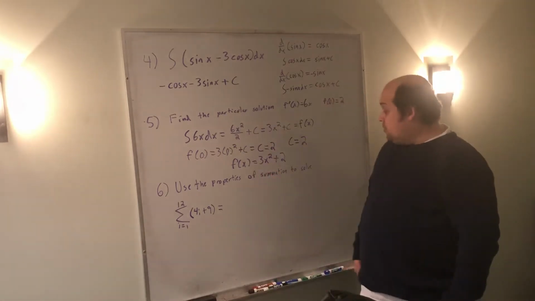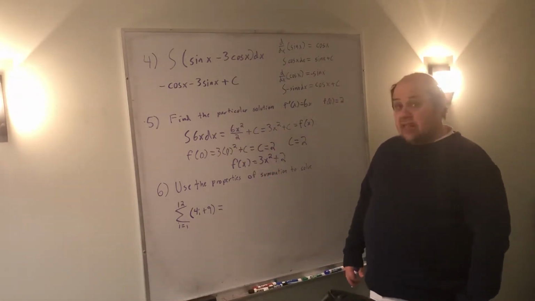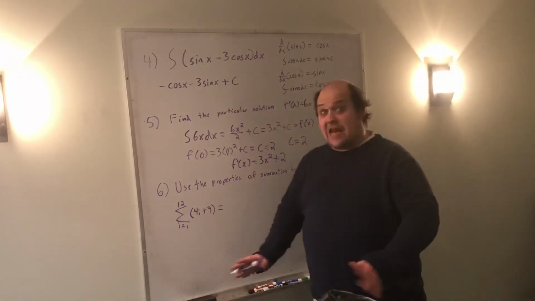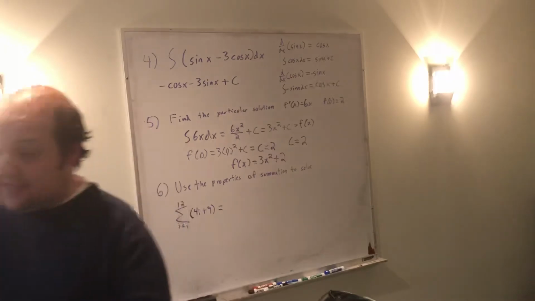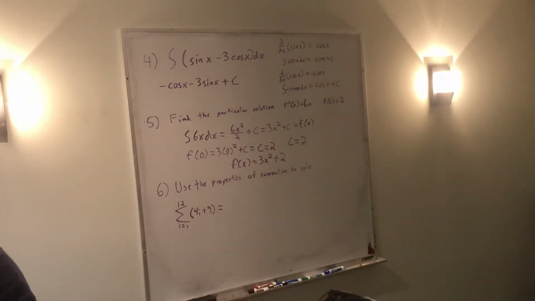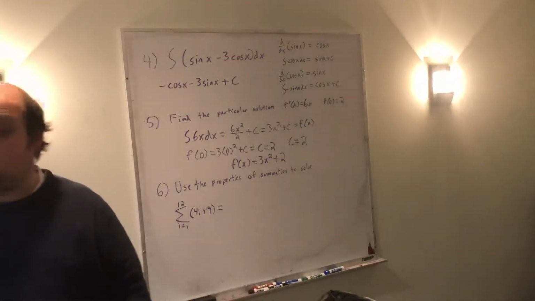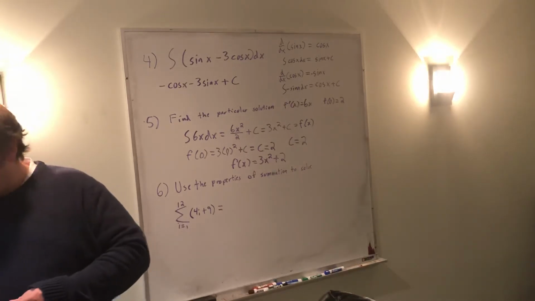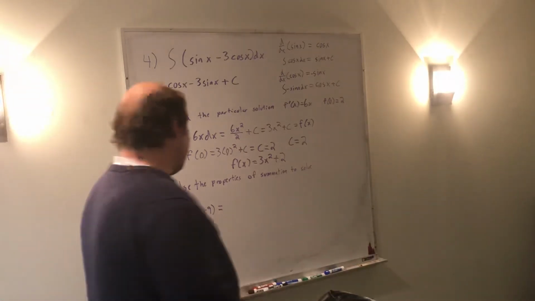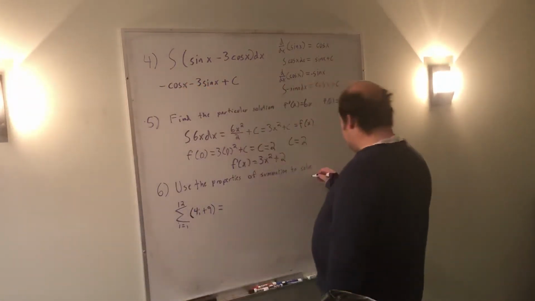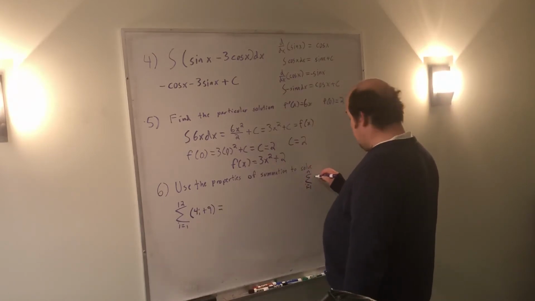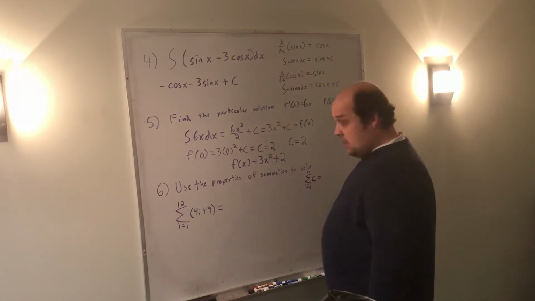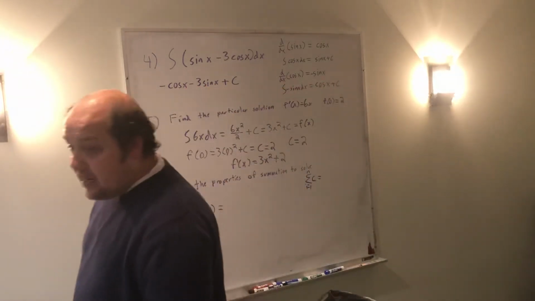Final problem here, use the properties of summation to solve. Full disclosure, I do not have the properties of summation memorized. So I'm going to do what I hope you do on the test, which is bring up slide number 9 from the sigma notation. In slide number 9, it tells me that the summation from i equals 1 to n of c equals c times n.